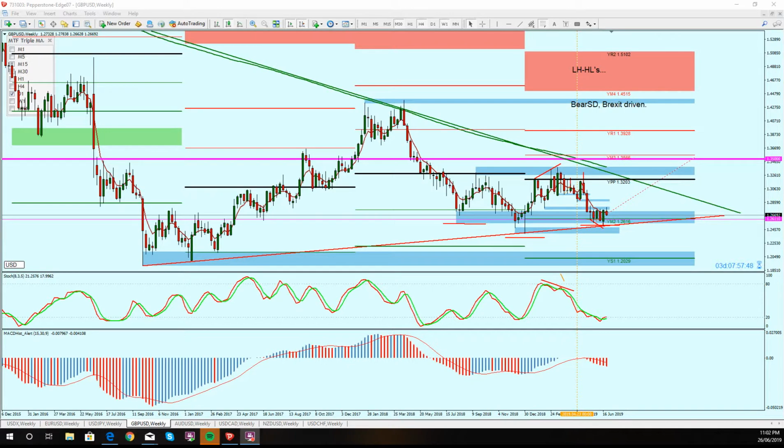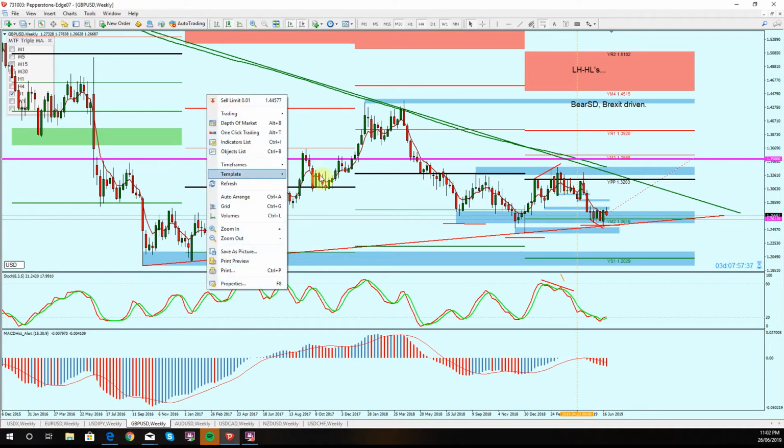Here we are, Wednesday, 26th of the 6th, 2019. I'm looking at pound USD. I'm starting on the weekly chart. I don't know why I can't zoom in or out on that one up there, so I'm going to do it down this way. So I'm just going to zoom out one more zoom.